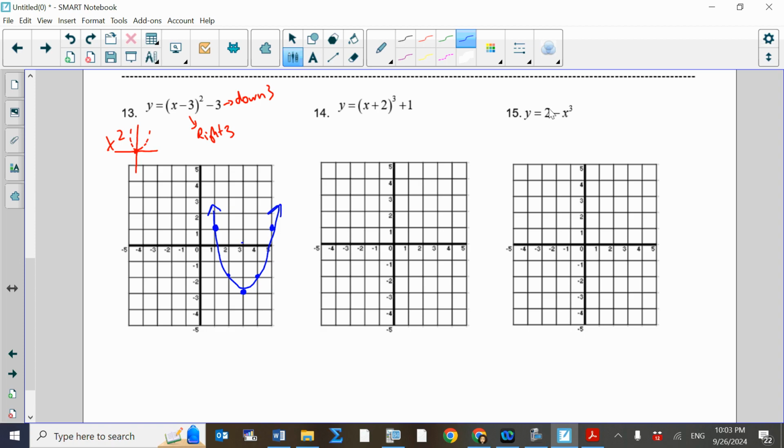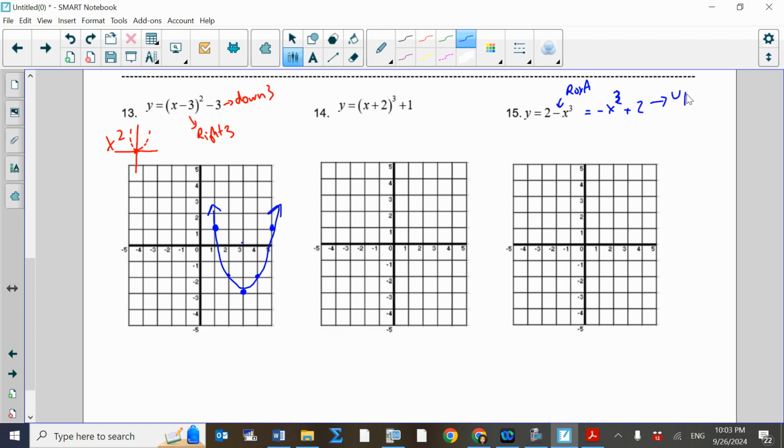If you have 2 minus x to the 3, there is a reflection over x-axis because we have a negative behind the x. And this 2 might be a little bit confusing. What if we just write negative x to the 3 plus 2? You know that x plus 2 is the same as 2 plus x. So I'm going to write that here. Now this is easier to see what is happening.